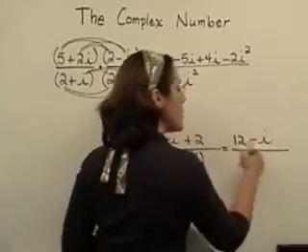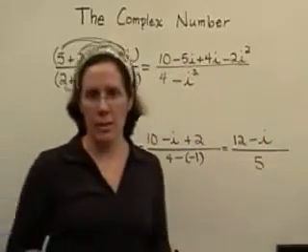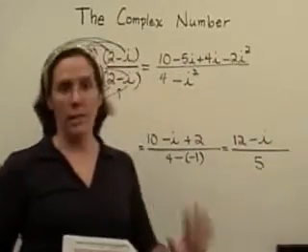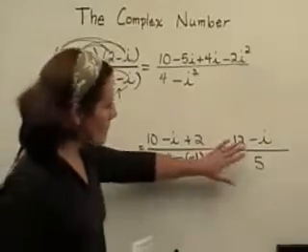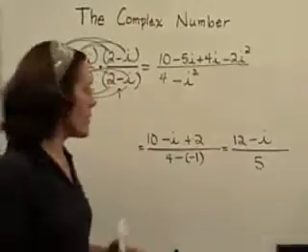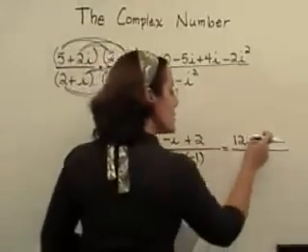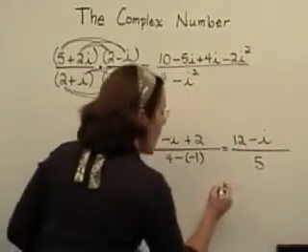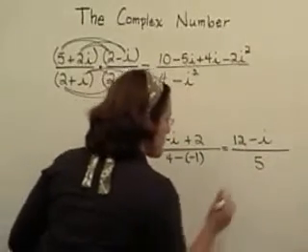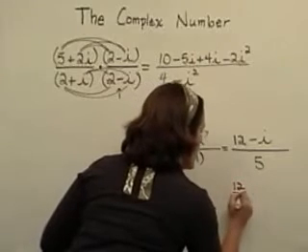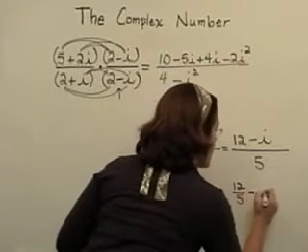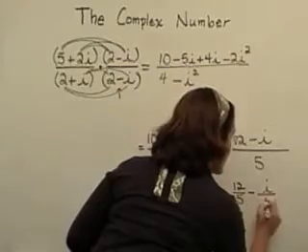Minus i. I always write a complex number with the real number first and the imaginary number second. I'm done. I've done the division. I have a complex number. I have a single complex number. It is 12 minus i divided by 5. Or I could write it as 12 divided by 5 minus 1i divided by 5.